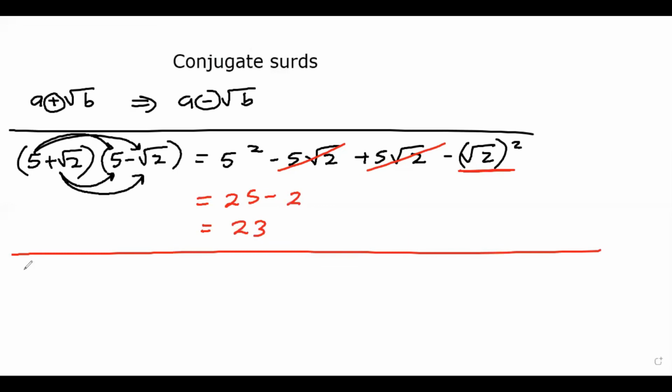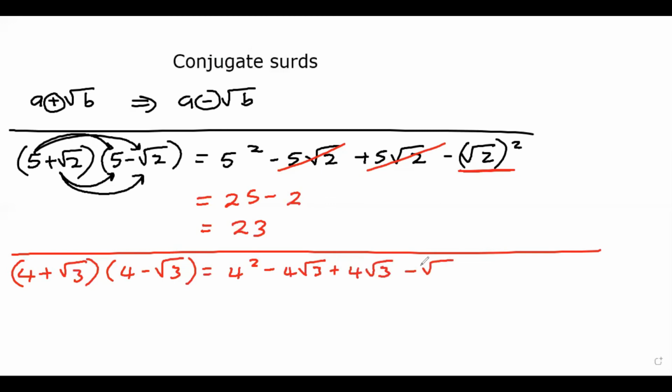Another example, let's say we have 4 plus root 3 multiplied by its conjugate. The conjugate would be 4 minus root 3. So it would be 4 squared minus 4 root 3 plus 4 root 3 minus root 3 squared. That would be 16. The inner terms would cancel. Minus 3, so the answer would be 13.